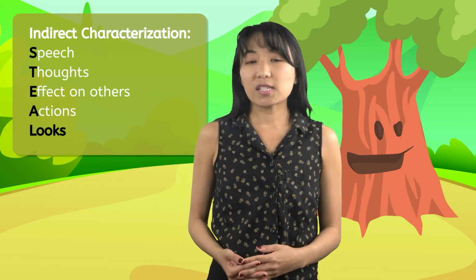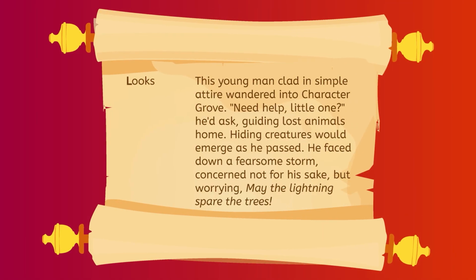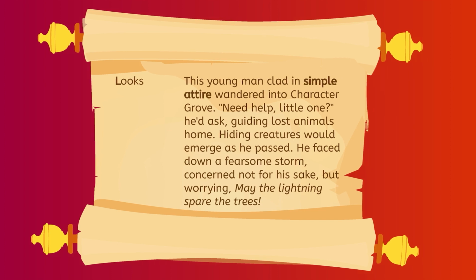Finally, looks means the character's appearance. Things like facial expressions, clothing, or posture. On your PDF, mark any details about appearance. Well, it says he wore simple attire. That could be a characterizing hint. Great work! Now we'll interpret these clues by deciding what the author is trying to show us about the character. We'll focus on just a few details for now.